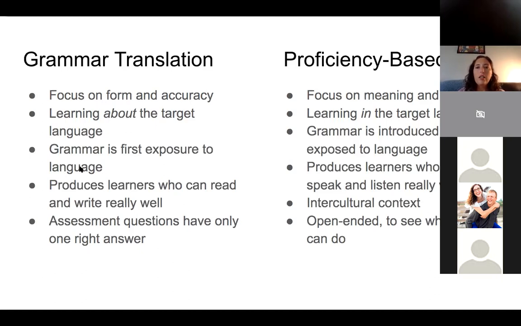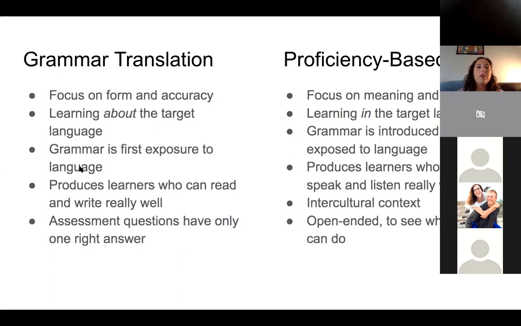We want to use the target language, whether you have English language learners that you're going to speak with in English, or if you have a world language and you're going to be speaking with them in Spanish or German. In the grammar translation, the grammar is the first exposure to the language. You open up and you say, we're going to talk about the preterite. These are the forms of the tense. Versus, maybe you introduce the students to some of the structures, and then when they have a question about the grammar, you introduce it after they've already had the language.